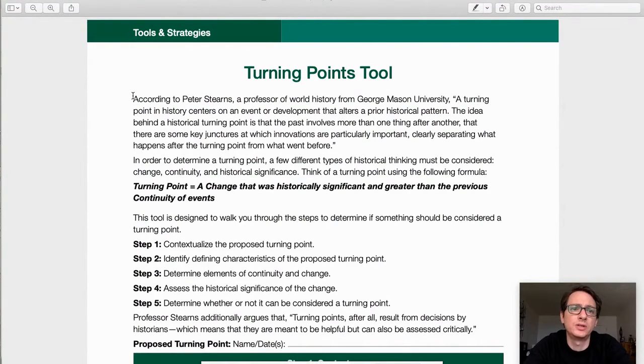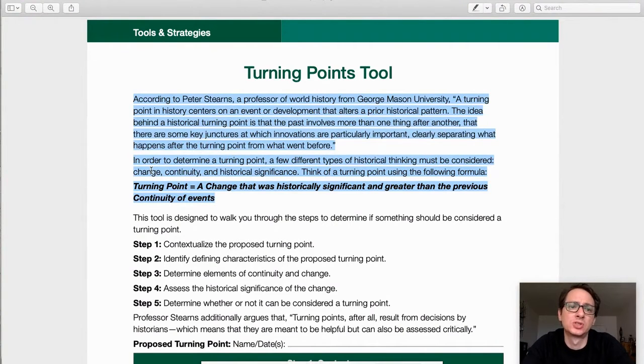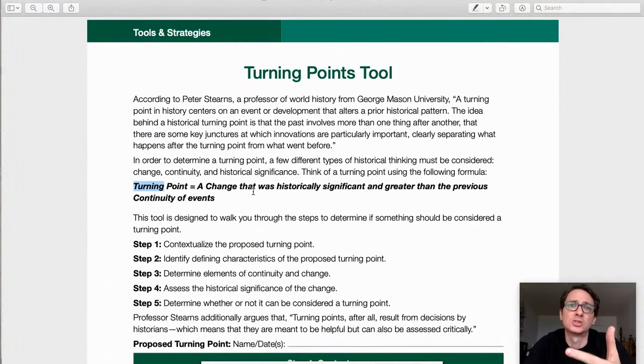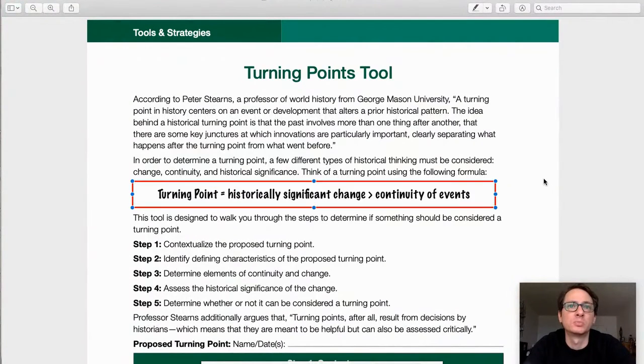After directing students to read these introductory paragraphs, draw their attention back to these 3 terms: change, continuity, and historical significance, and then explain to them how a turning point is really just a change that was 2 things. First, it's historically significant, and second, it's greater than the continuity of previous patterns, trends, or events. I know that this definition might be a lot for some students, so it may help them to view this concept as more of a mathematical equation where you simply write turning point = historically significant change > continuity of events. As the students work through this process, they will learn the nuance of this procedure, but for now, this simplistic formula is likely enough to get them started and allow them to anticipate what they will be doing.